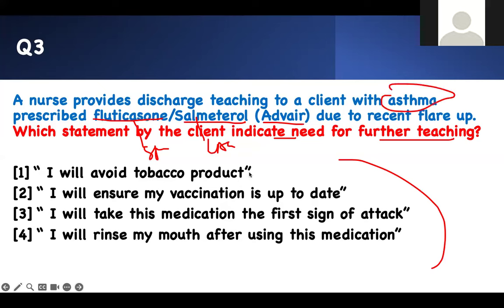I will avoid tobacco products. Of course, if you have COPD or asthma, you should avoid tobacco. That doesn't need further teaching. I will ensure my vaccinations are up to date. I don't want you to get sick, so get your vaccination. I will take this medication at the first sign of an attack. This is not used as a rescue medication because it is long-acting. You want a fast-acting medication like albuterol. I will rinse my mouth after using the medication. That's to prevent candidiasis. Therefore, number 3 needs intervention.